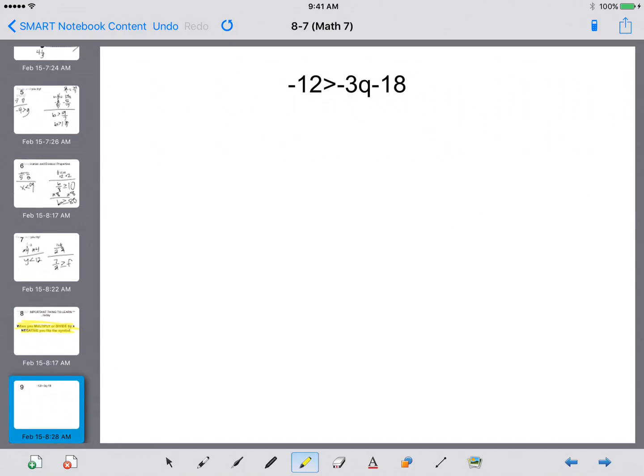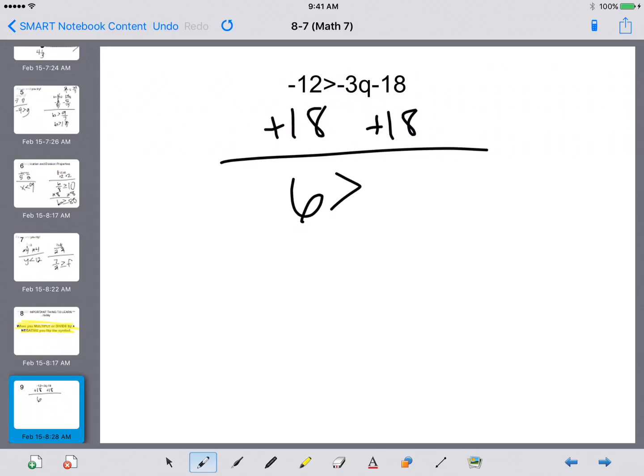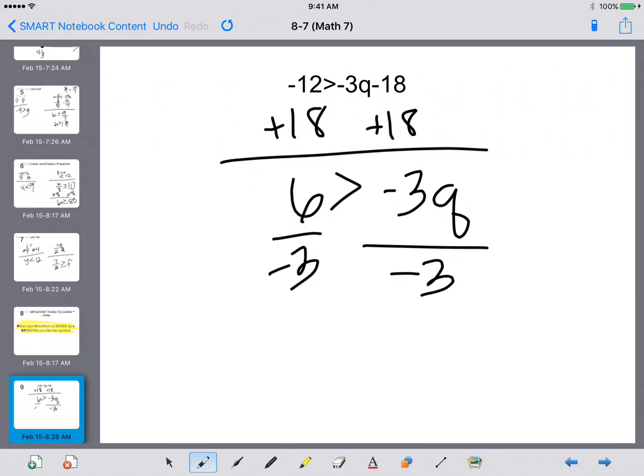So here, we start off solving as we always would. Get rid of the constant. So we need to add 18. What you do to one side, you do to the other. So we get 6 is greater than negative 3q. Now we divide by our coefficient. So our coefficient is negative 3. So you have to divide by negative 3.